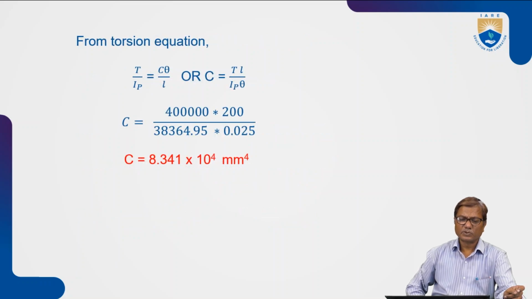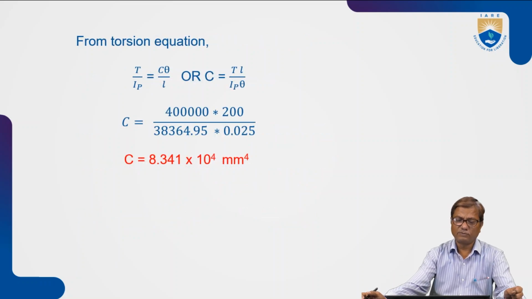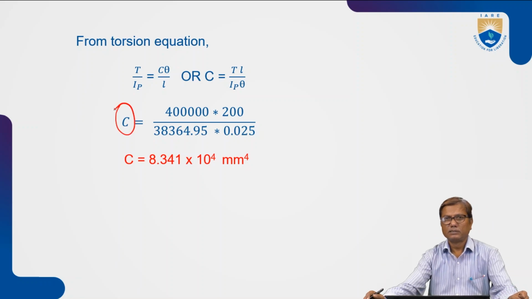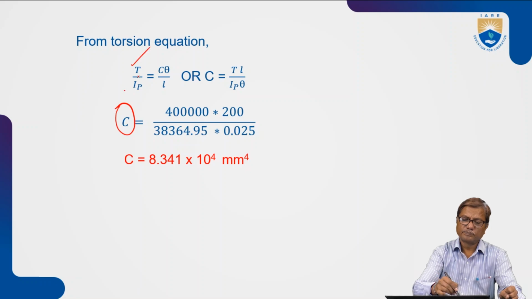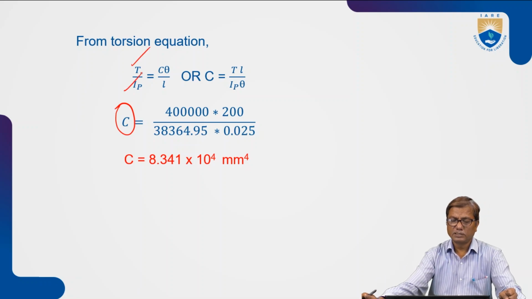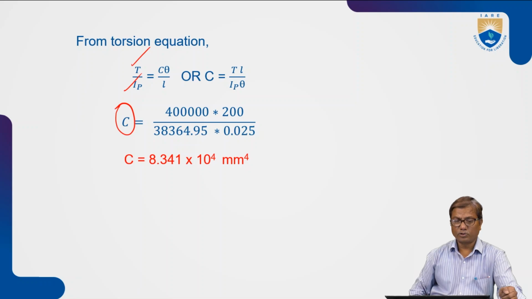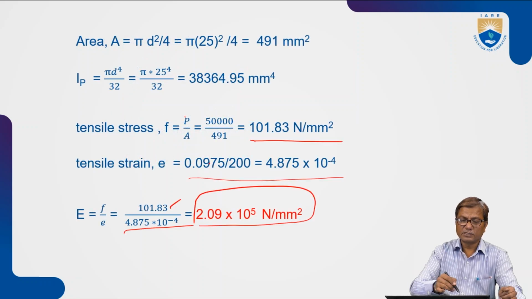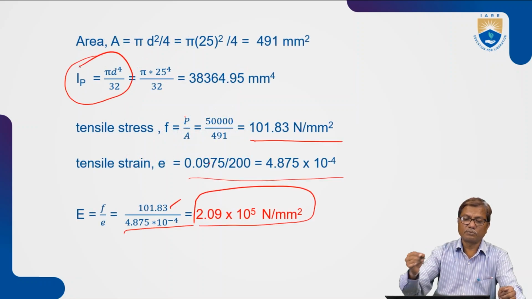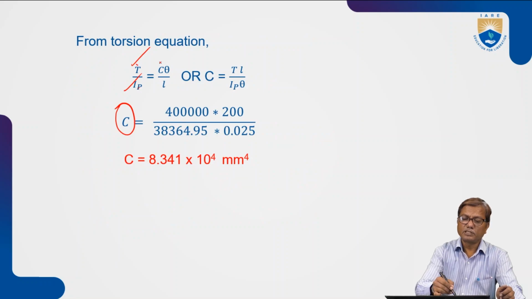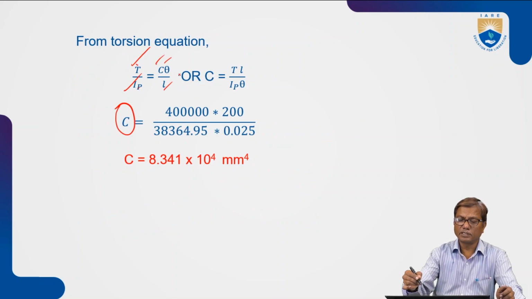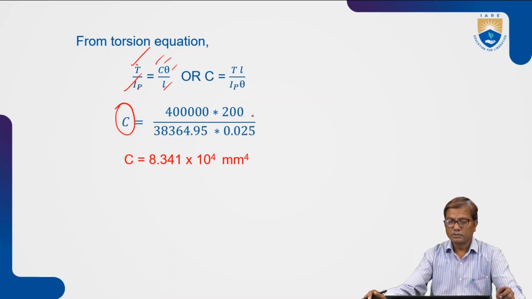Now, from the torsion equation, we will find the rigidity modulus. Because torque is given and diameter is known, we can find the polar moment of inertia, which is pi d power 4 by 32. So T by IP, this is the torsion equation, equals C theta by L, and theta is given, L is known.